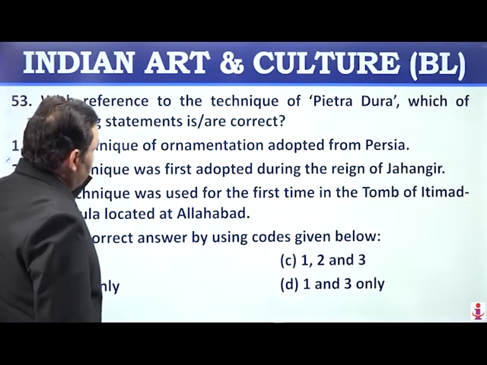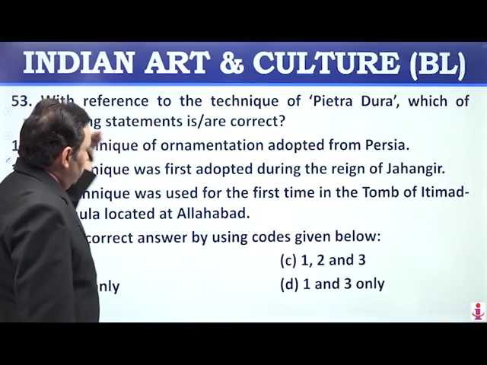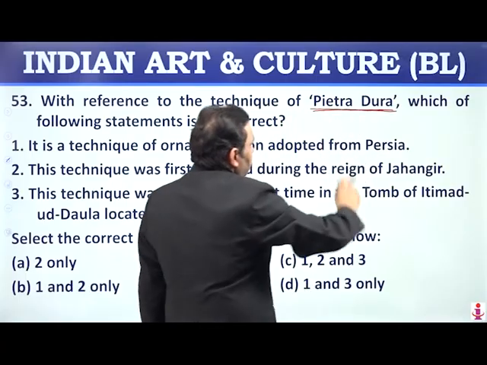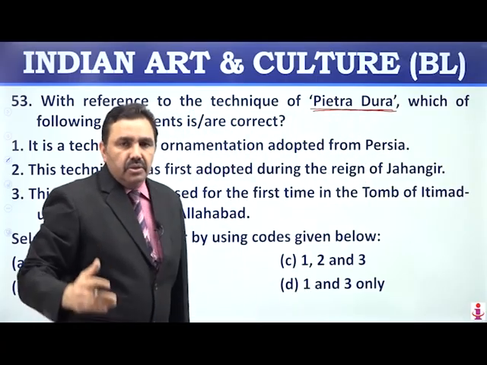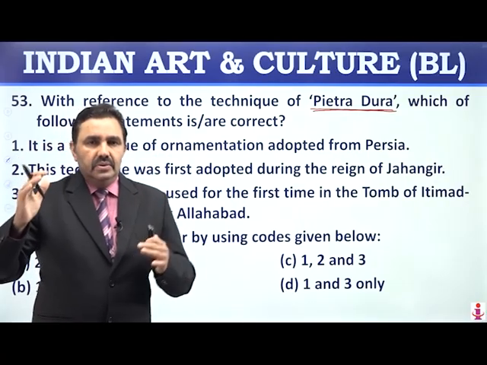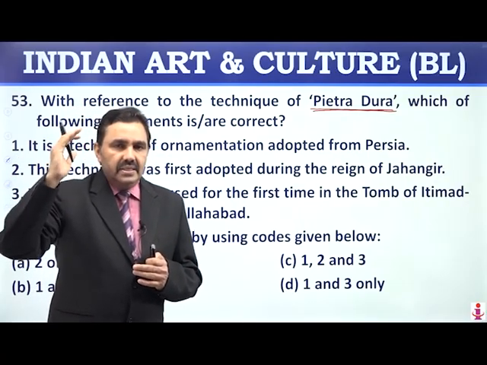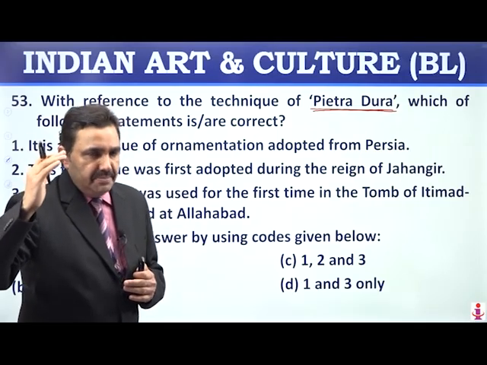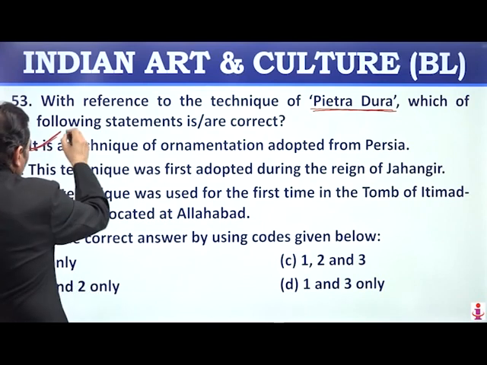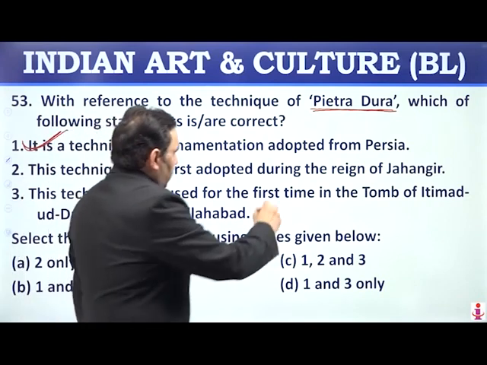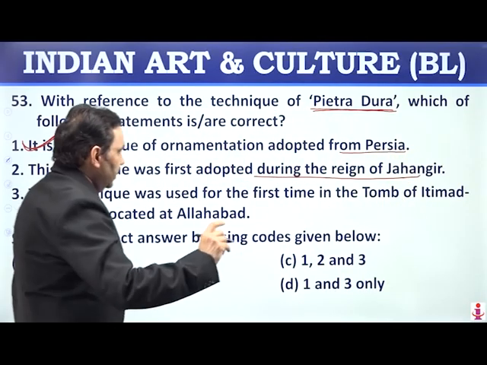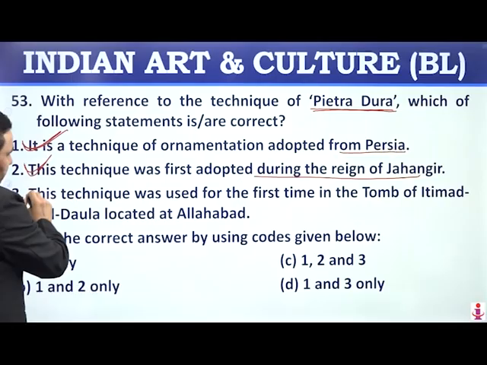53. With reference to the technique of pietra dura, which of the following statements are correct? Pietra dura technique was a technique of ornamentation used in monuments during Mughal period. In this technique, designs were carved out on marble surface and these carvings were filled with precious and semi-precious stones. This technique was adopted from Persia, so statement number 1 is correct. And during the reign of Jahangir, it was adopted for the first time. So second statement is also correct. This technique was used for the first time in the tomb of Itimad-ud-Dawla.